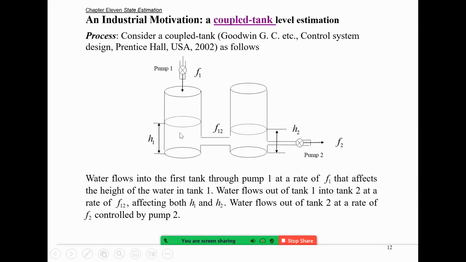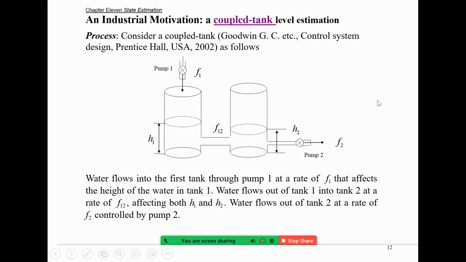We say, okay, we are interested in looking at the levels of the liquid in those two tanks. But let's say you can only afford one sensor to measure the level of the second tank. You don't have two sensors to measure both H1 and H2. You can only measure H2. How do we get the level for the first tank?